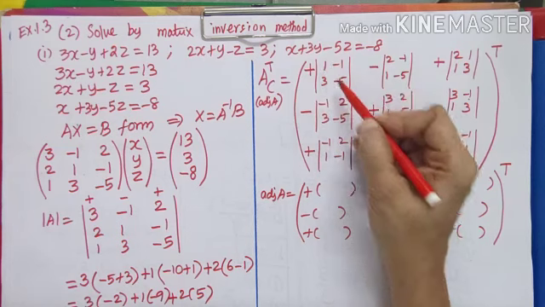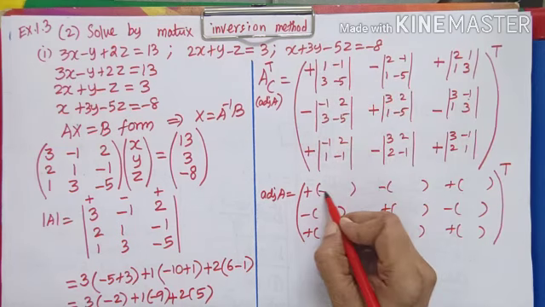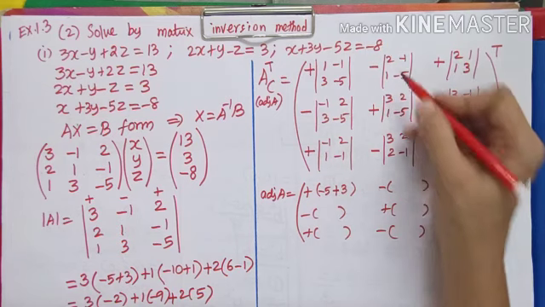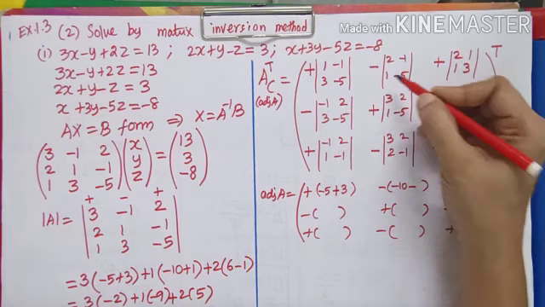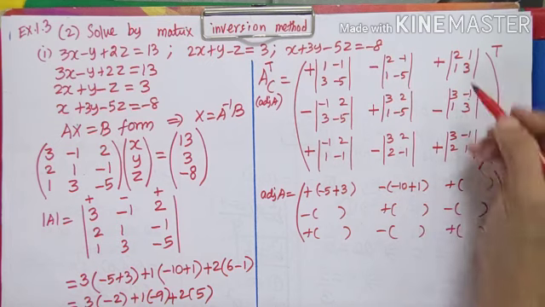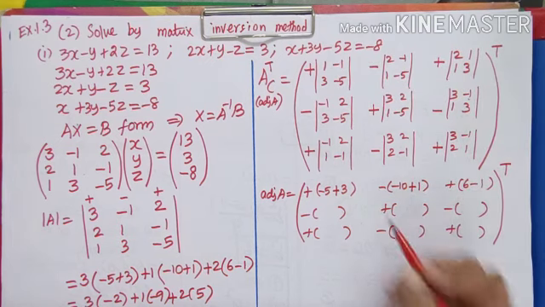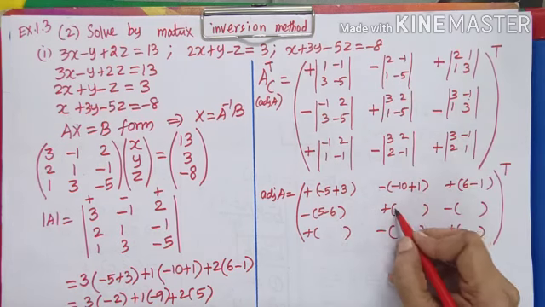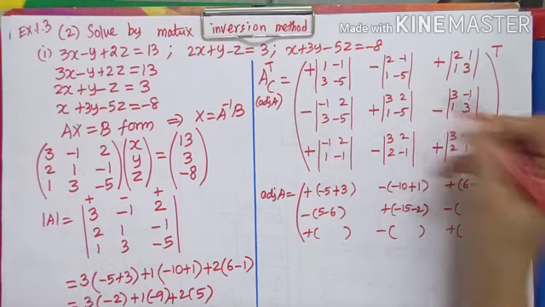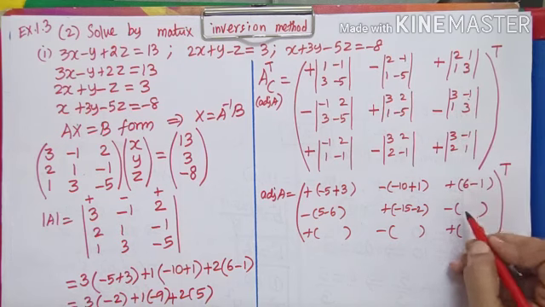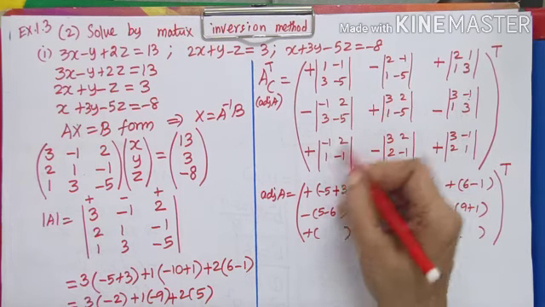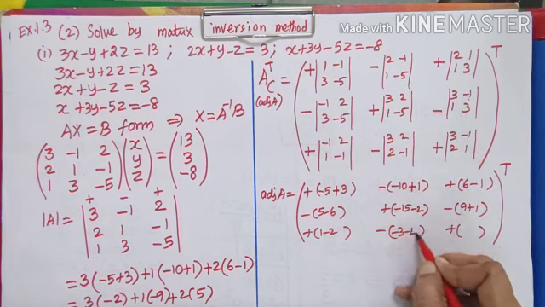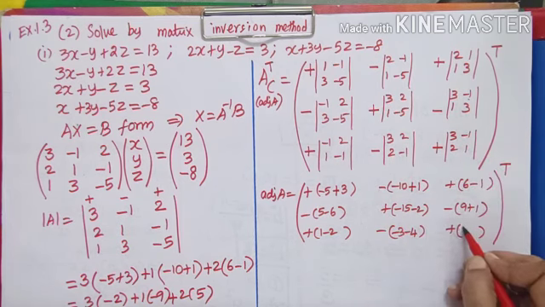Now, multiply minus 5 minus 3. So it becomes plus 3. Minus 10 minus again minus 1. So plus 1. 6 minus 1. 5 minus 6. Minus 15 minus 2. 9 plus 1. 1 minus 2. Minus 3 minus 4. 3 plus 2.